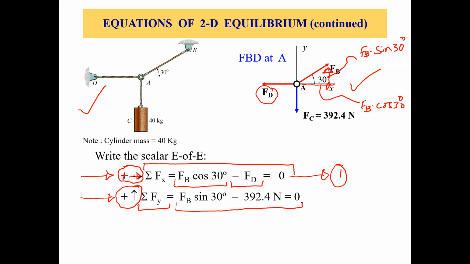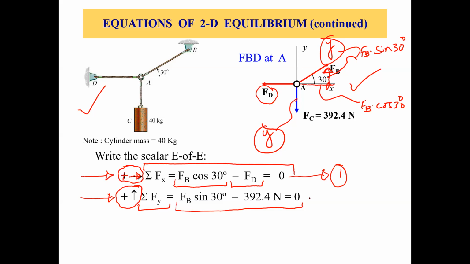Now let's come back to the free body diagram and see what forces are acting in the y direction, right? So this is a y force, and this one is also a y force, so we have these two forces in the y direction. FB times sine of 30 is acting upward, so it's a positive force, and that's why we write FB times sine of 30, right? And then FC, which is 392.4 newtons, is acting downwards. So this is a negative force, and that's why we write negative 392.4 newtons, okay, equals 0.